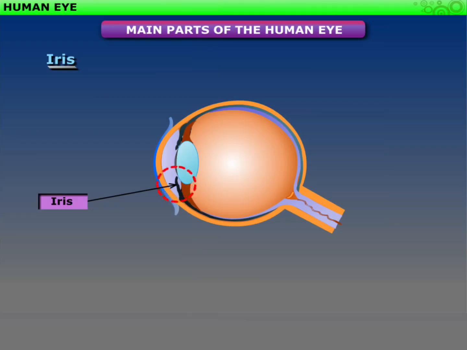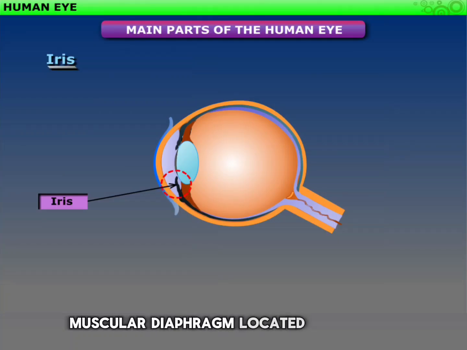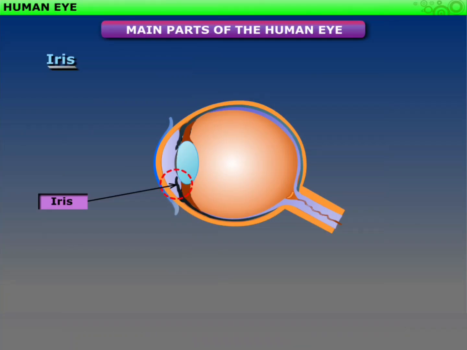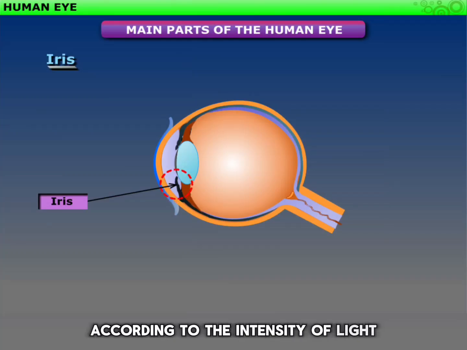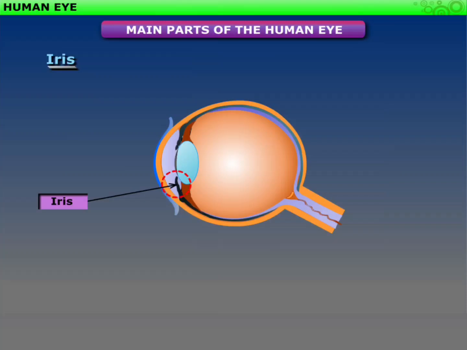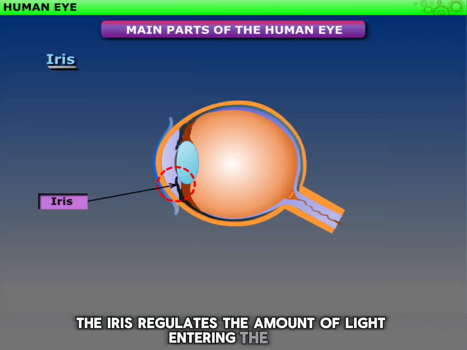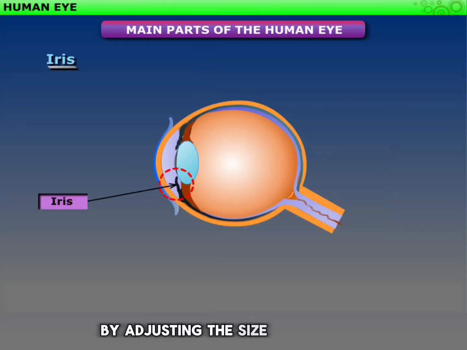Iris. Iris is the dark muscular diaphragm located just behind the cornea. It adjusts the size of the pupil according to the intensity of light received by the eye. The iris regulates the amount of light entering the eye by adjusting the size of the pupil.